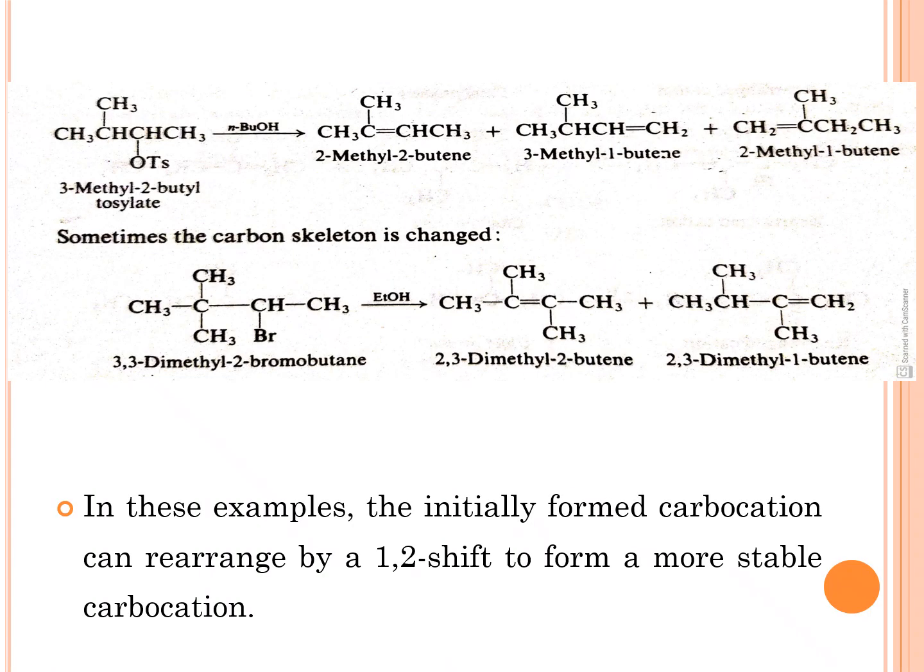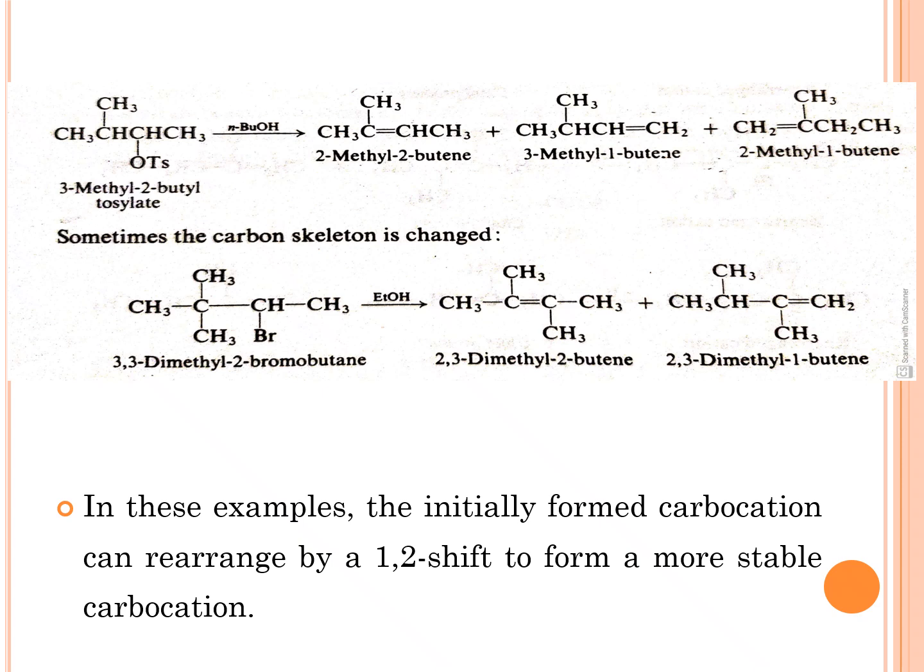So this is the example. 3-methyl-2-butyl tosylate is an alkyl halide. This on elimination can give 2-methyl-2-butene, 3-methyl-1-butene and 2-methyl-1-butene. So this many products are possible from the single isomer. So sometimes the carbon skeleton itself also changes.